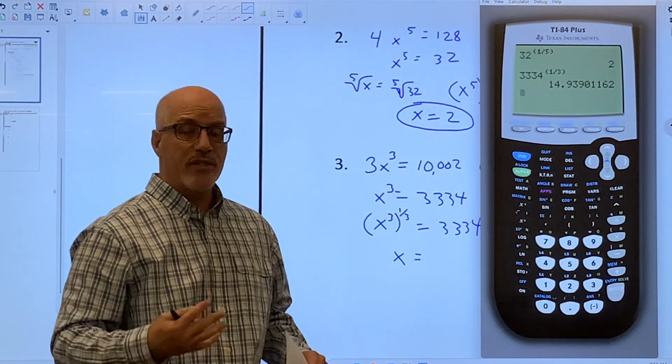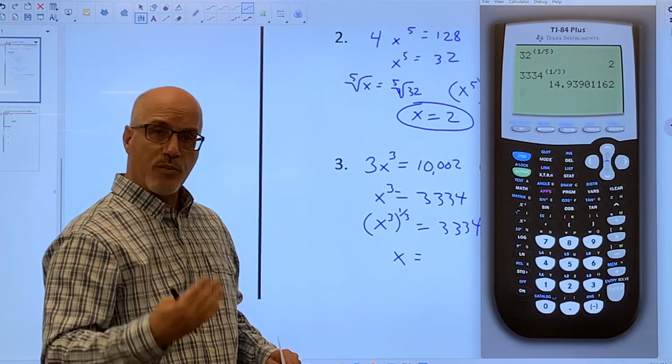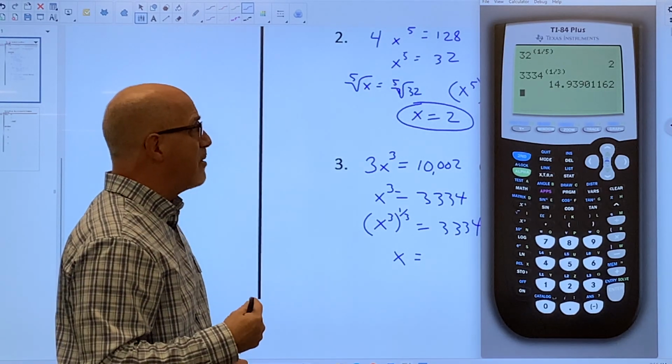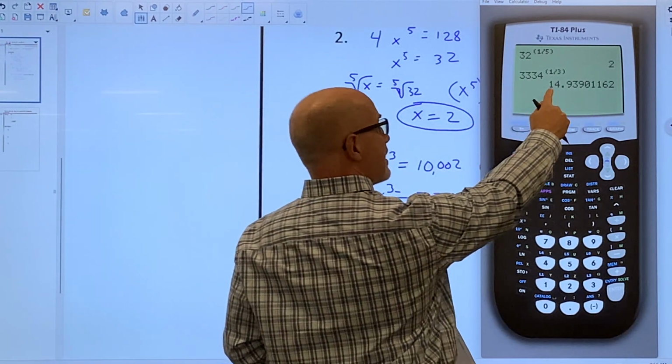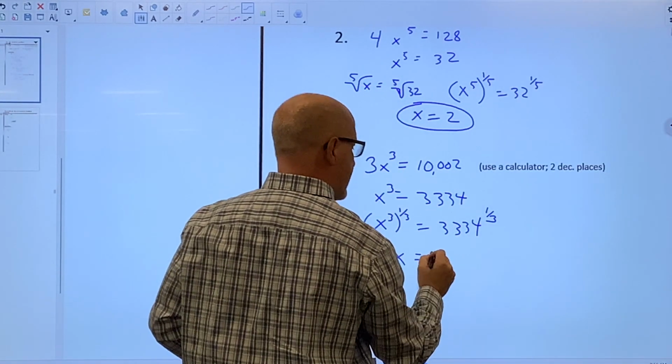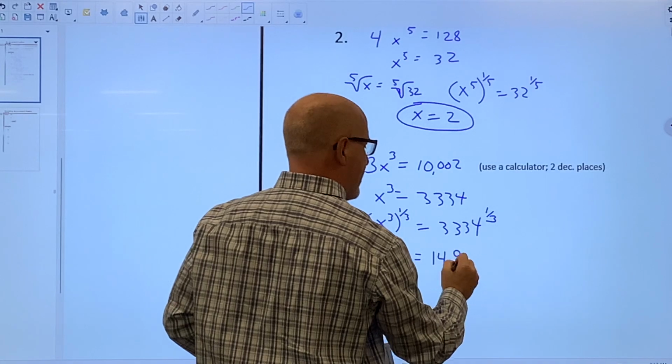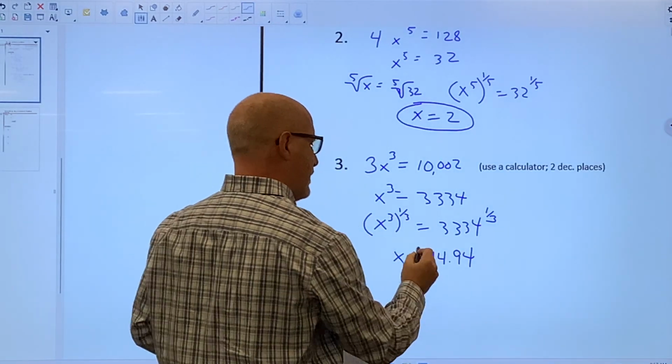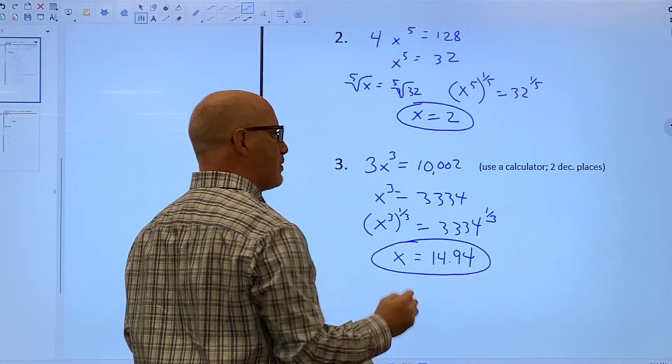14.939, etc. Notice it's a decimal, it's rounded because it's an irrational number. I'm going to round it to 2 decimal places, so it'll be 14.94 when I do that. 14.94 for my answer here. That's what it's approximately equal to.